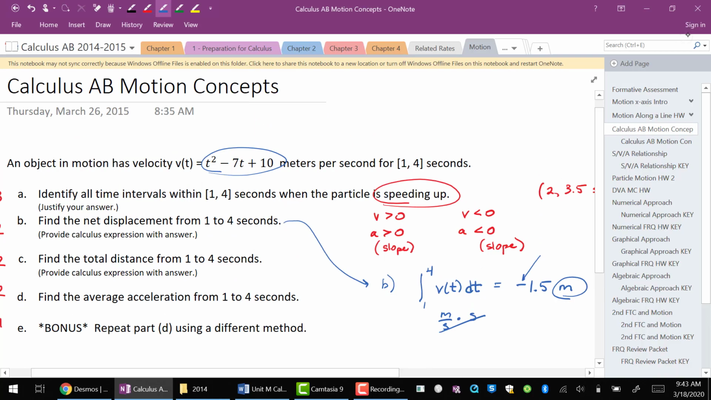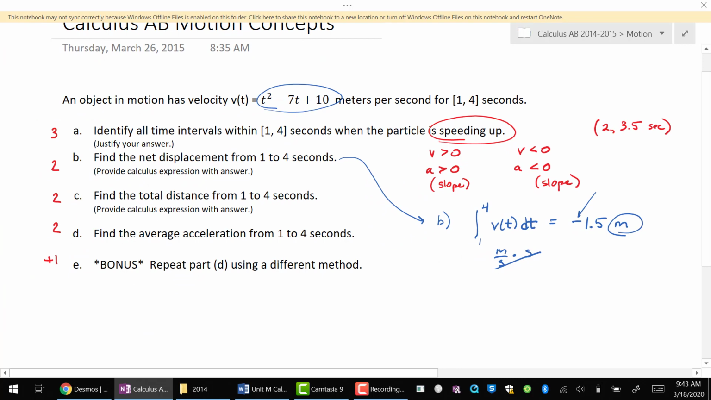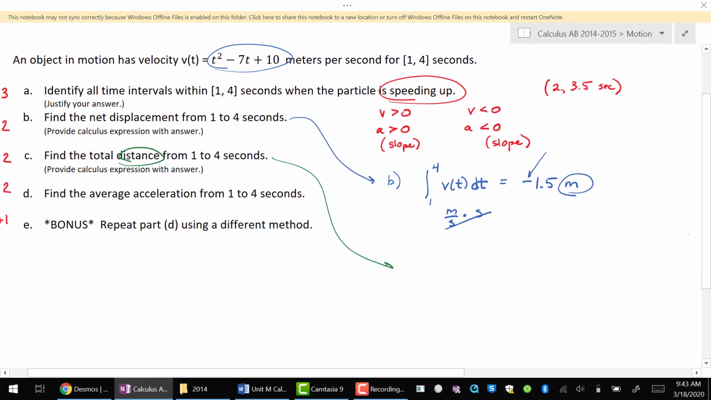Really very similar to the problem we just did. The only thing I'm going to add is absolute value bars around velocity, because total distance is always going to be positive. So I'll write that down here. Part C. Same integral from 1 to 4.